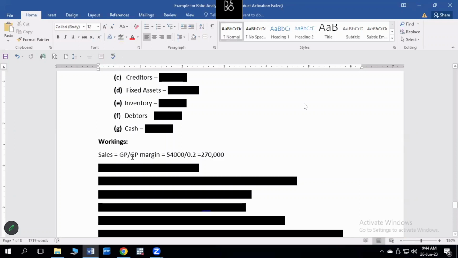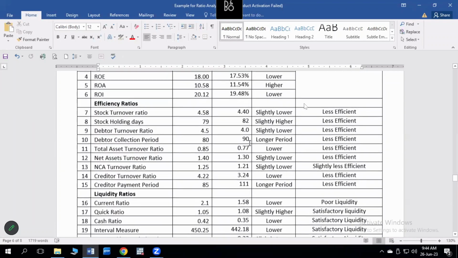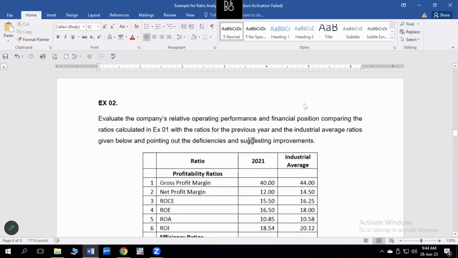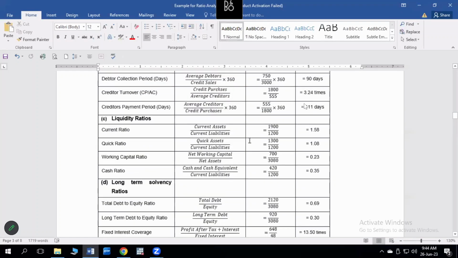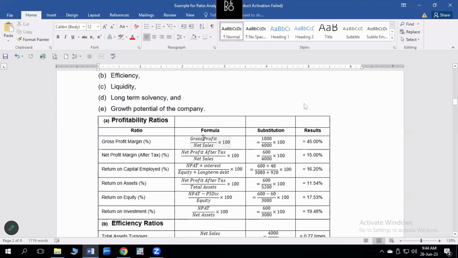You know that it is gross profit over sales. It has been rearranged, but you can start from the initial step. You go for this gross profit margin.